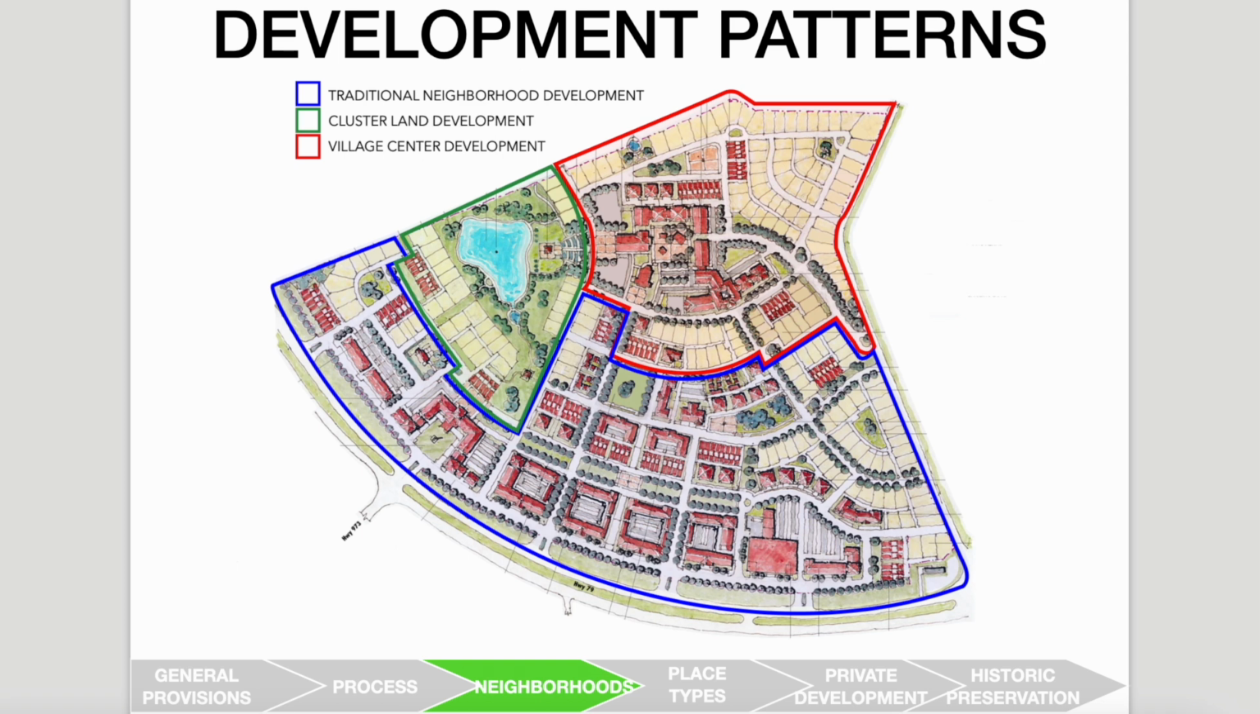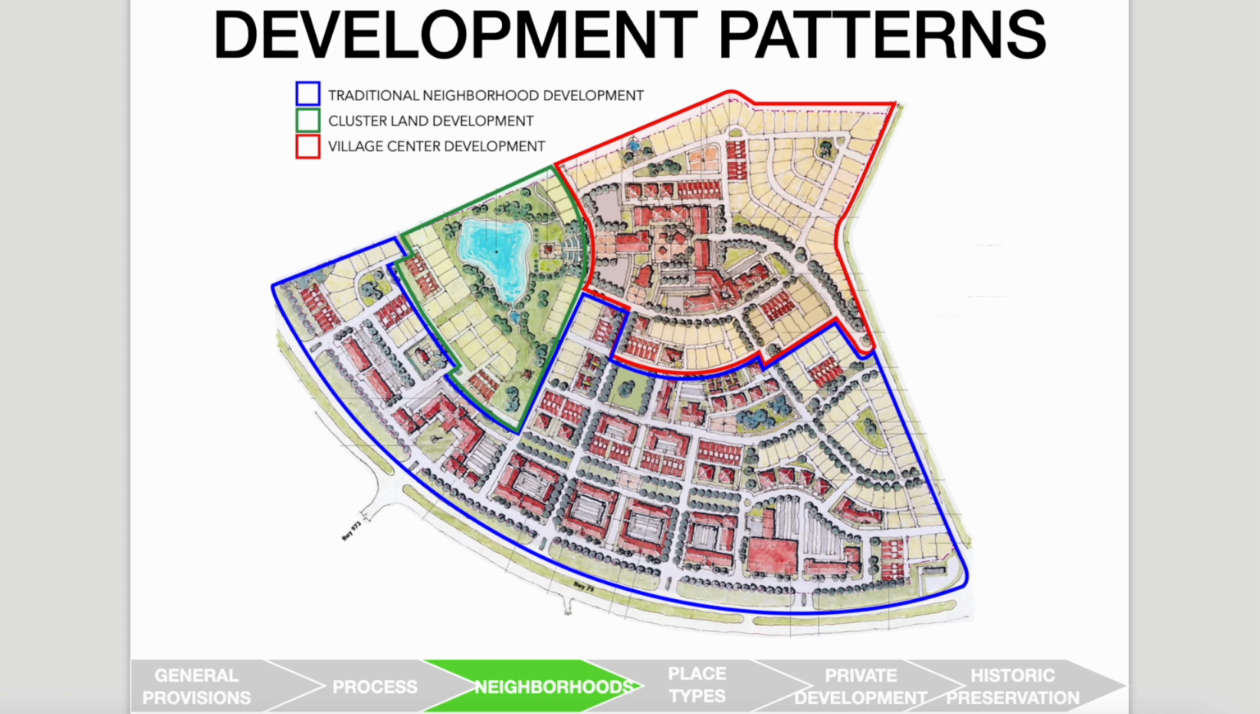There are three, which are outlined throughout the UDO and comprehensive plan, being traditional neighborhood development, cluster development, and village center development. Traditional neighborhood development is common to what is seen in Castroville today, a small block grid with street developments flowing from a natural intensity of the place.